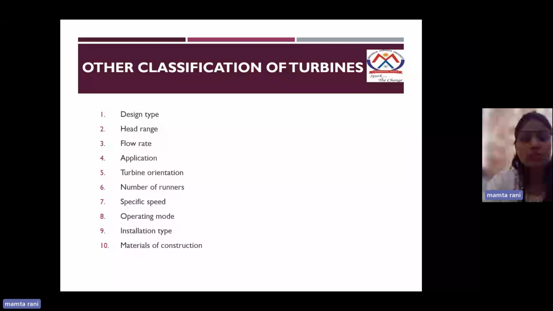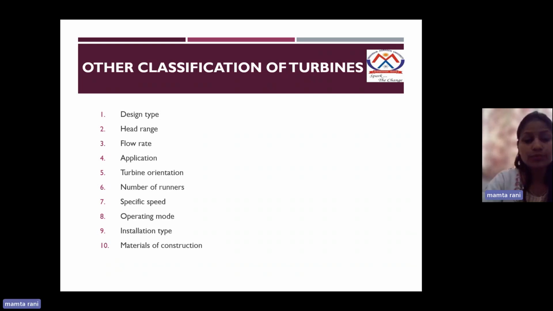Now, next, sixth, is the number of runners. Some hydraulic turbines have multiple runners, or sets of blades that rotate around the central shaft. These turbines are called multiple runner turbines and are used for high flow rates. Then we have specific speed. Specific speed is a dimensionless parameter that is used to characterize the performance of hydraulic turbines. Turbines can be classified as low, medium, or high specific speed depending on their design and operating characteristics.